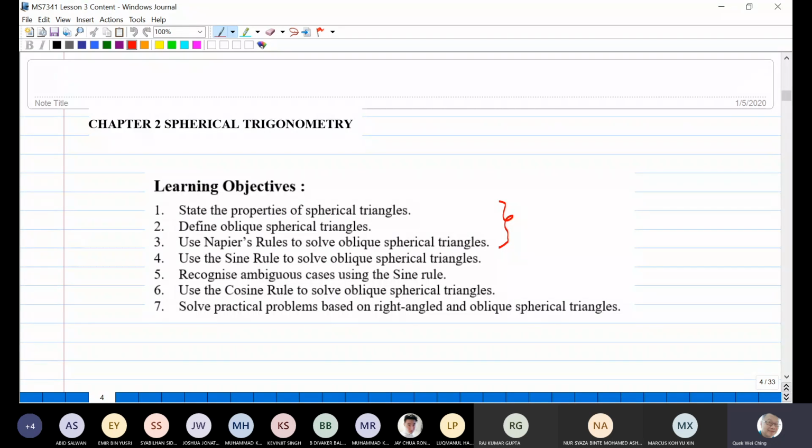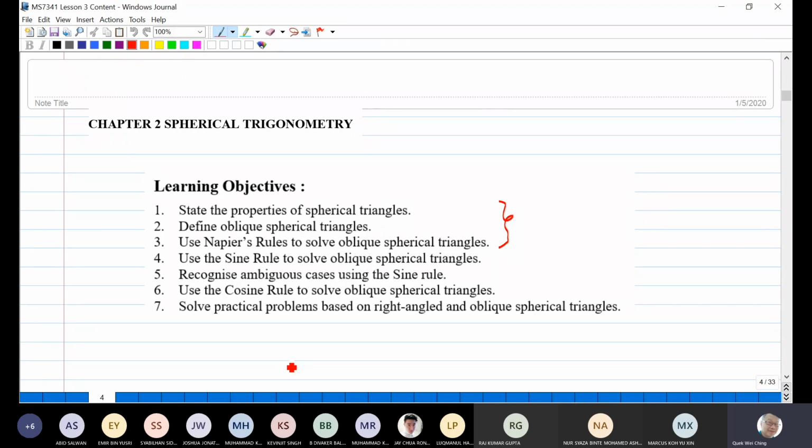We are doing chapter 2 now. Today I'll go slow, because there are quite a lot of things to do. I will try to cover the first point first: state the properties of a spherical triangle. And then the other one, maybe I'll do it tomorrow during the class time. Let's start now. The lesson is recorded.